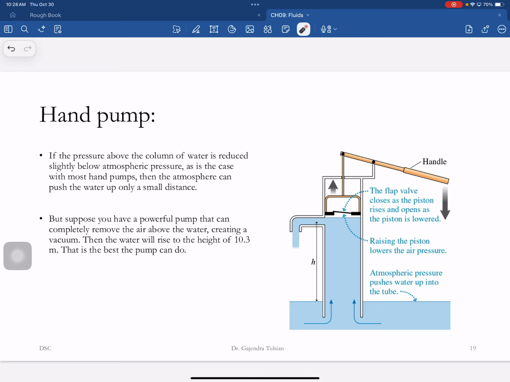So if you create a perfect vacuum, that is, if you have a good hand pump, a bad hand pump doesn't create a perfect vacuum, this air can push the water up 10 meters. 10 meters is twice the height of this room. So that's the maximum depth it can work at. Your water table had better be within 10 meters of where you want to pump the water.